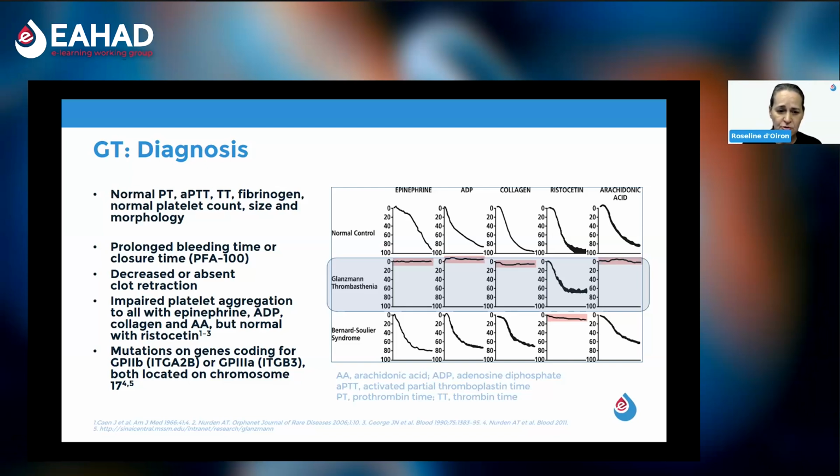Looking at the aggregometry, you have an impaired platelet aggregation to all types of agonists like epinephrine, ADP, collagen, arachidonic acid, but normal with ristocetin. Mutations on genes coding for the GP2B part or the GP3A part of the integrin are both located on chromosome 17.